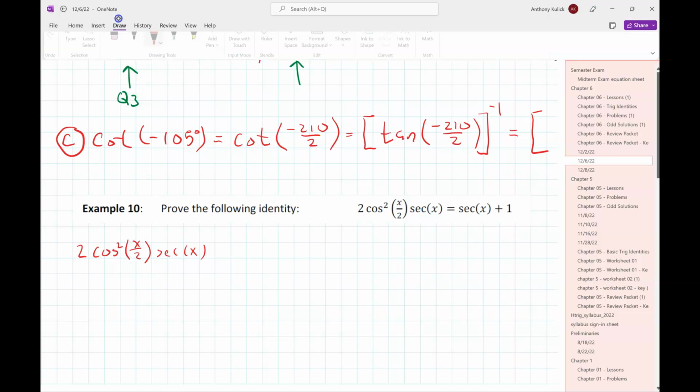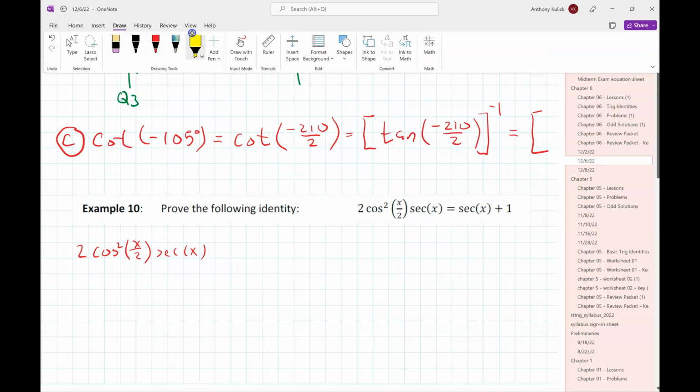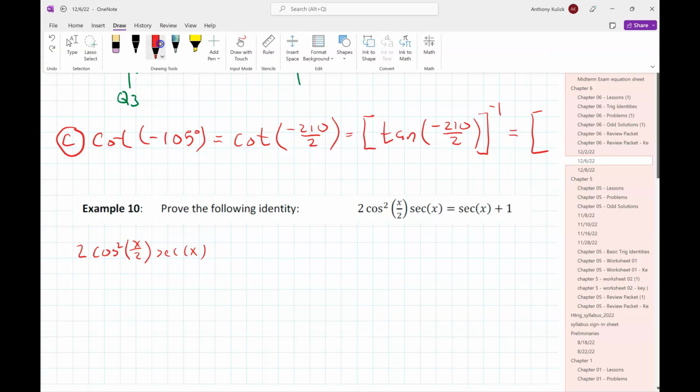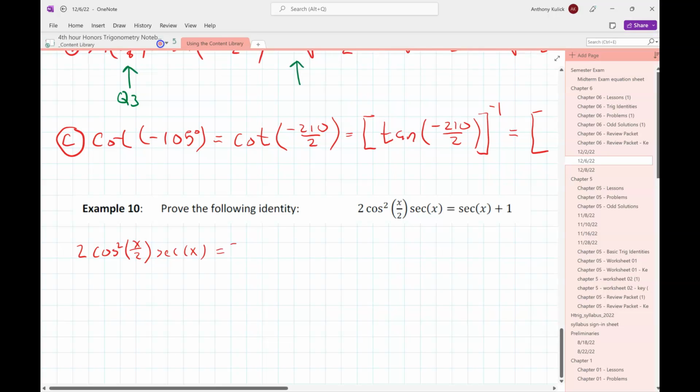What identity would you presume to use first? You could either do a half angle identity here, or you could do a power reducing identity there. It doesn't really matter which one. I would do the half angle though, if you asked me. Which one would you do, Mr. Kulik?